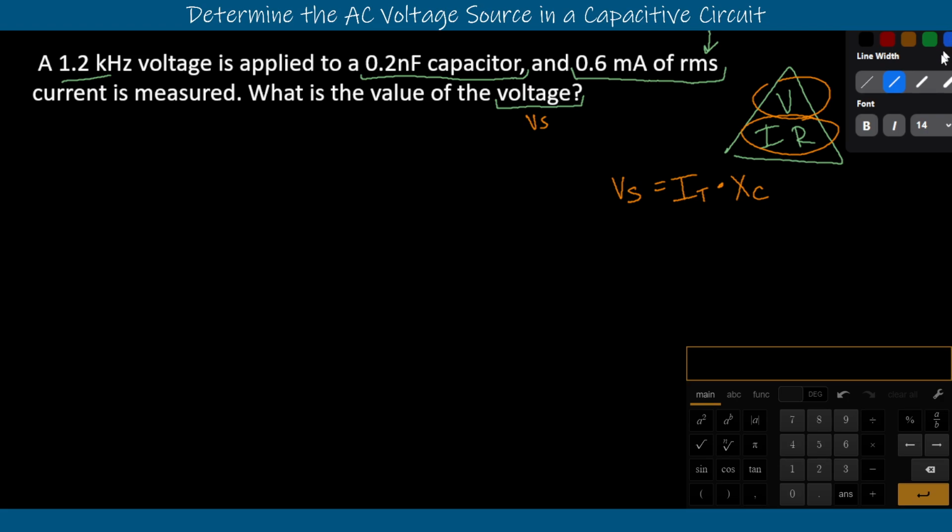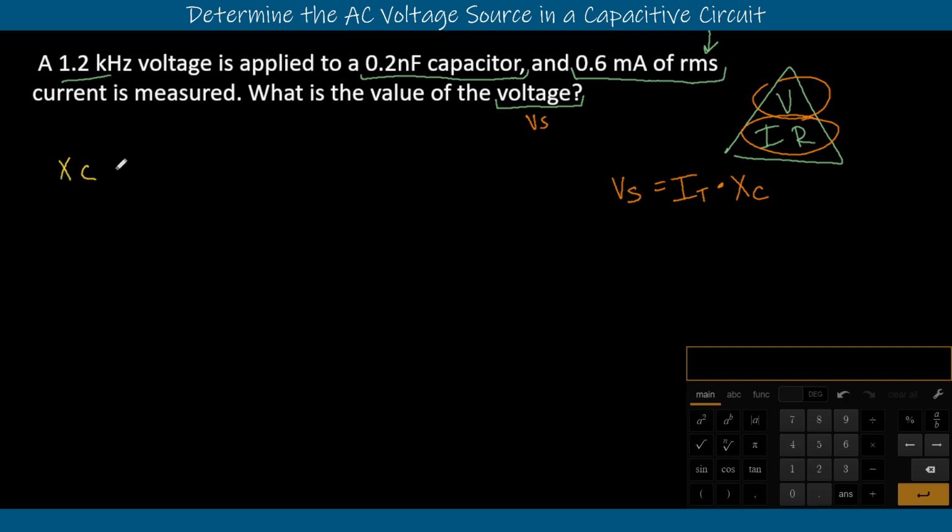So our first goal is to figure out what XC is so that we can plug it into Ohm's law. We need to deal with our capacitor now, because we were given nanofarads. And we know that XC is 1 over 2 pi, that's our circle there, multiplied by our frequency, multiplied by our CT. And we know most of this already.